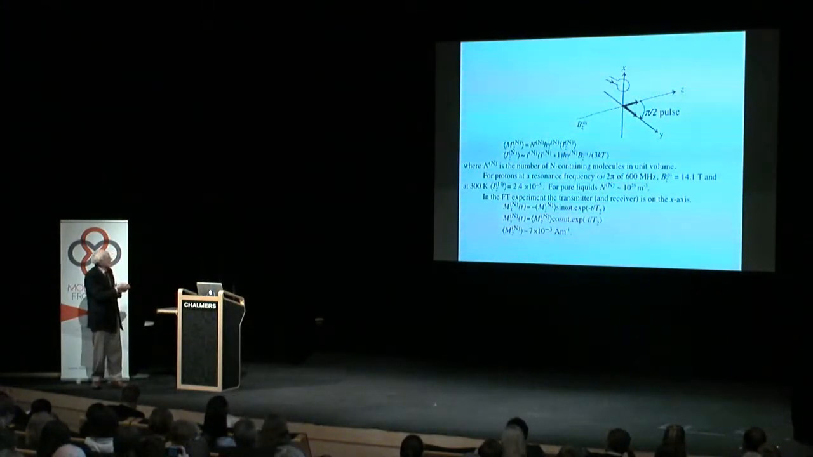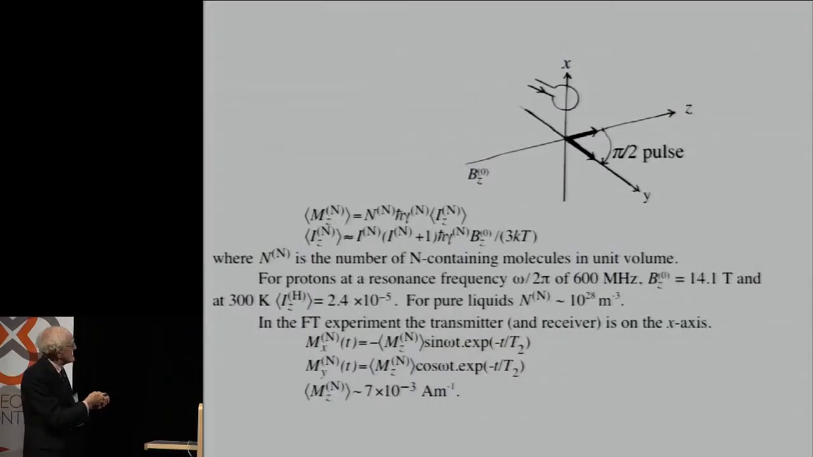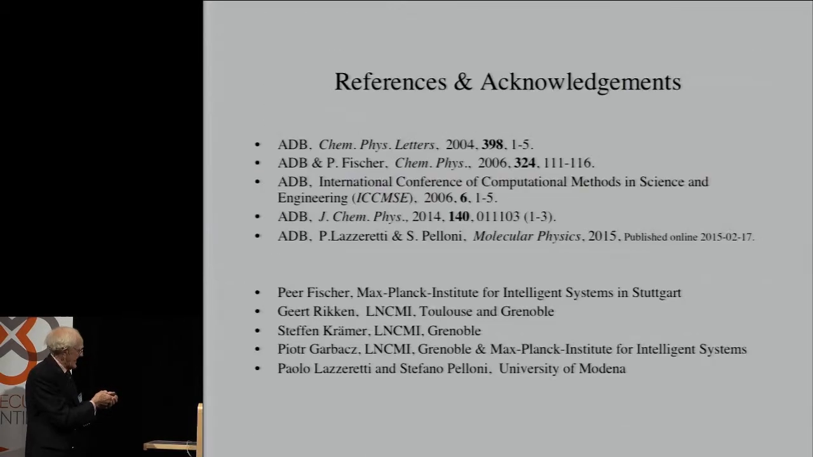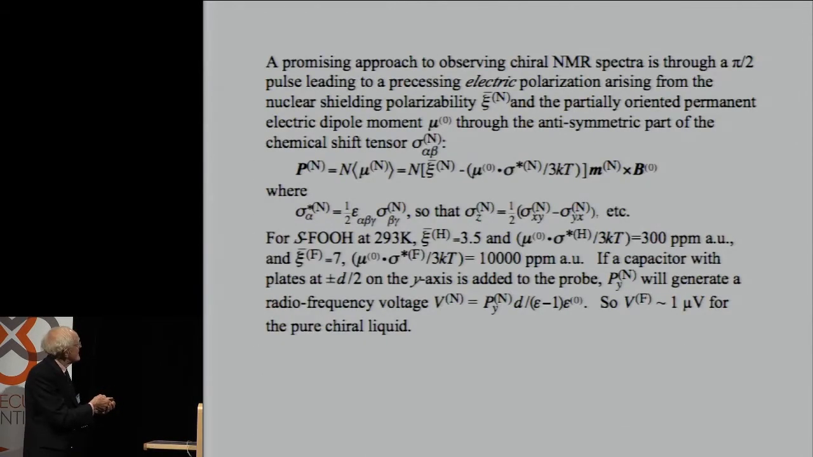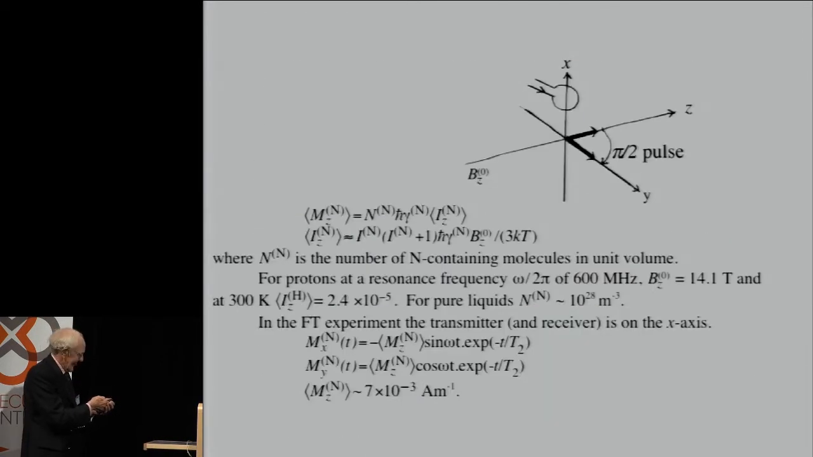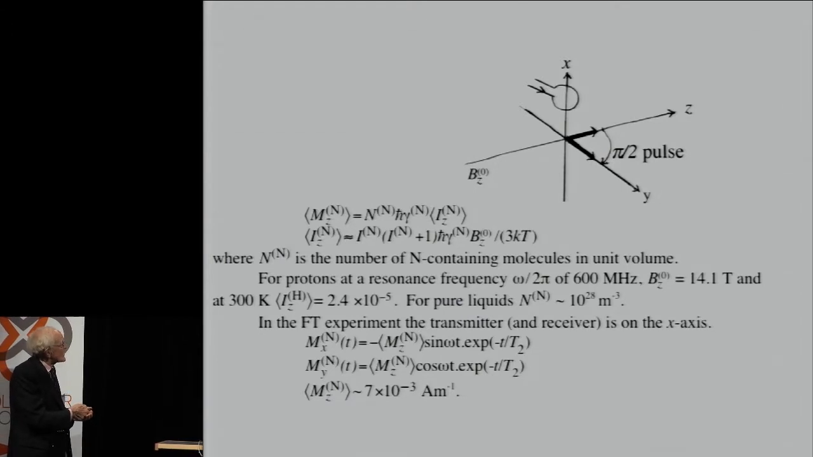The magnetic field induces magnetization along the z-axis. On the x-axis, a pulse induces a 90-degree rotation of the magnetization from the z-axis into the xy plane, and then that magnetization precesses around the magnetic field at the resonance frequency.